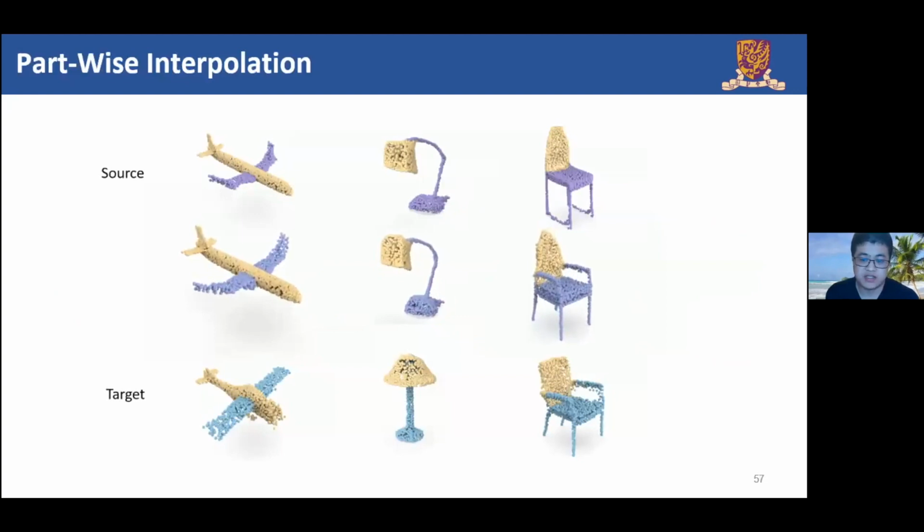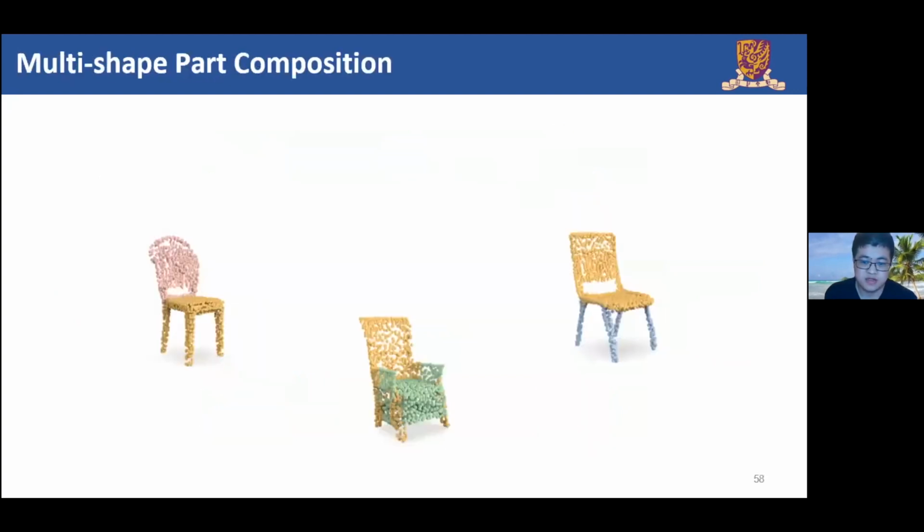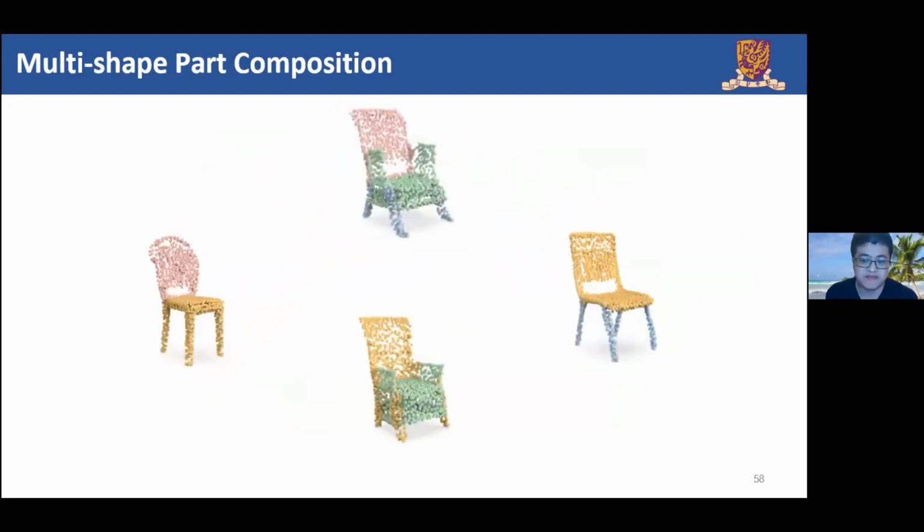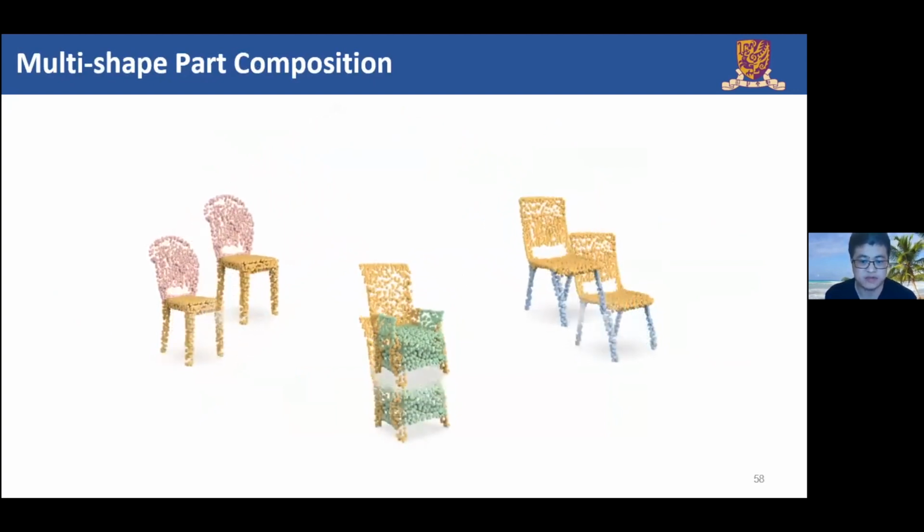Because we can learn the dense correspondence, we can interpolate just on the associated part. Here we can keep the inner part and conduct interpolation on the other part. Our model can also perform part composition from multiple objects. Here, given several objects, we can take symmetric parts from different objects and pack them together to get a new object.